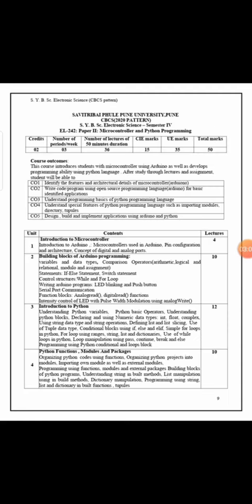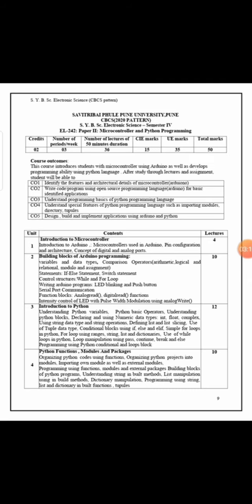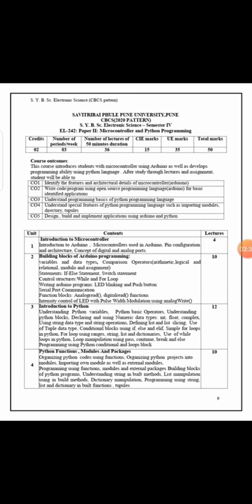Now let us move towards paper 2, electronics paper 2. It is very interesting. In electronics paper 2, that is microcontroller and Python programming. So in this paper we are going to study the microcontroller and the Python programming. It is very interesting. By using this you can do the programs. Okay, so let us see the content one by one.